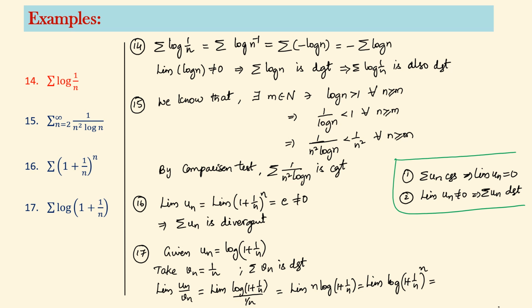This is equal to e. So it is log e. So limit goes inside. So limit of log 1 plus 1 by n power n is log e, which we can say is 1 if it is ln, but this is not equal to 0. Therefore, by limit comparison test, our series summation un is divergent. So that's all from limit comparison test and its problems.